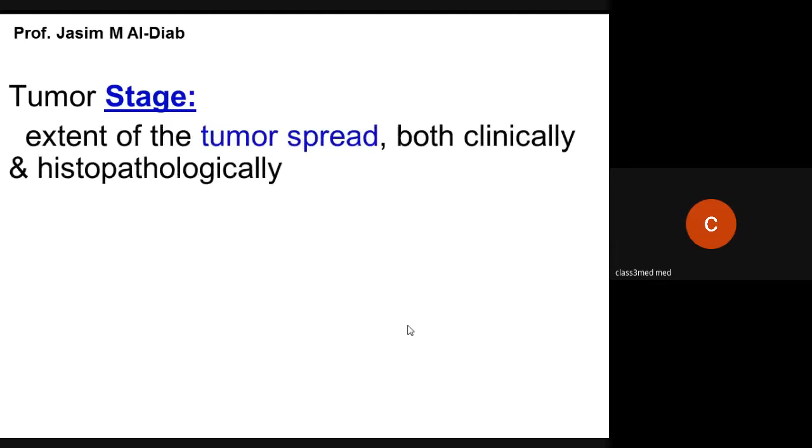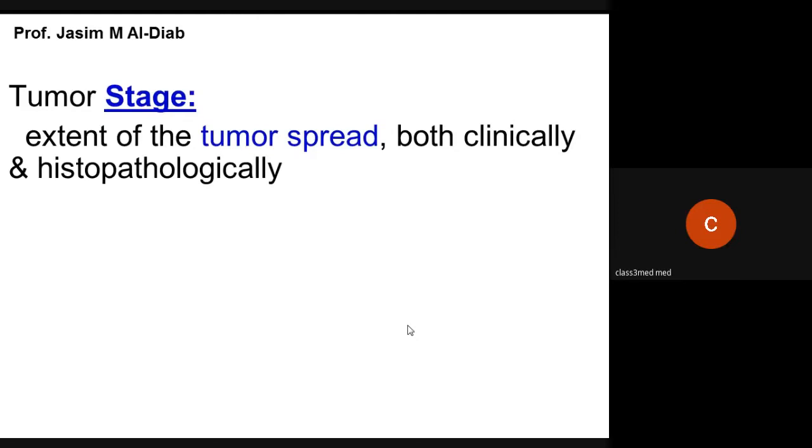And the tumor stage is a term that refers to the extent of the tumor spread in the body. To what extent the tumor has spread in the body. Clear? Everyone knows this now. They ask you about the stage of the tumor, how much it has spread in the body. So this is called the tumor stage. And the tumor stage is determined clinically and histopathologically.